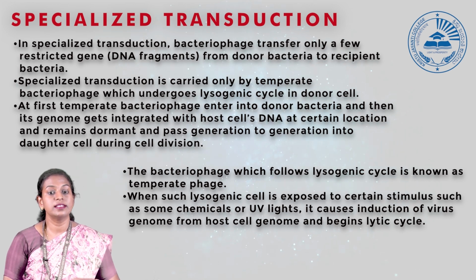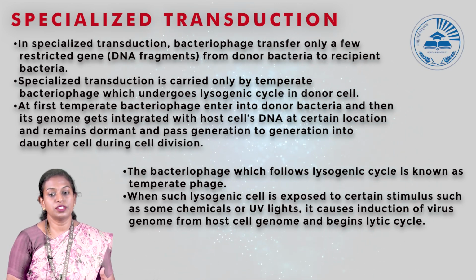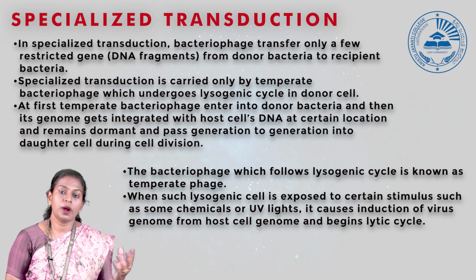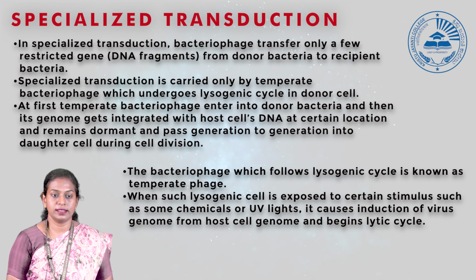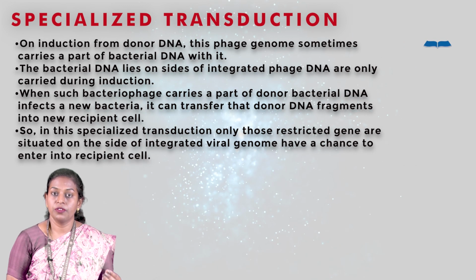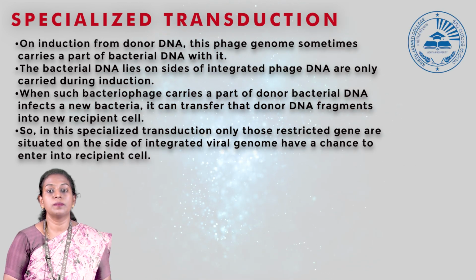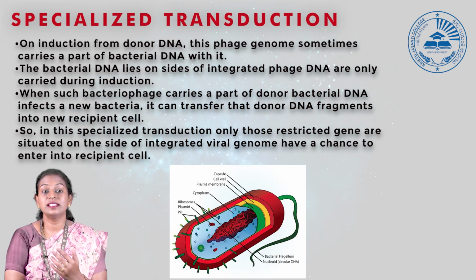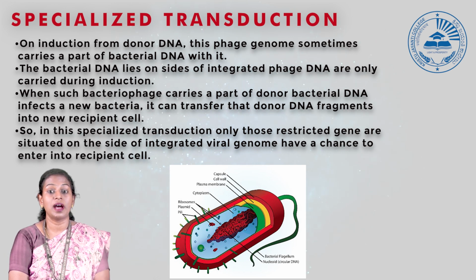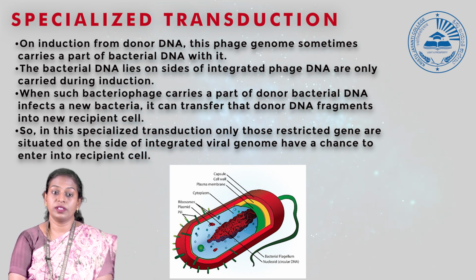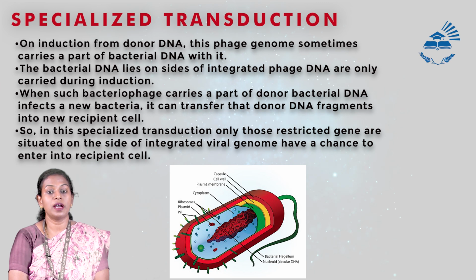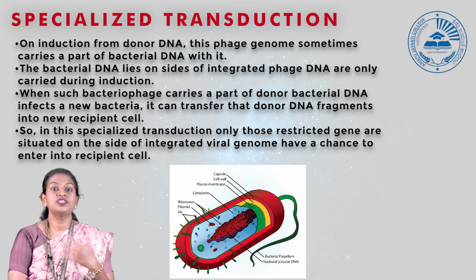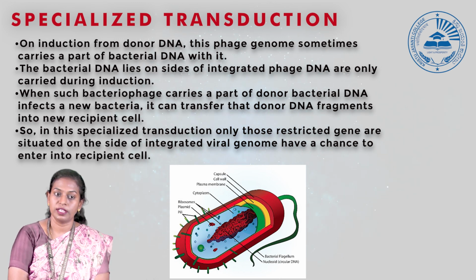When the lysogenic cycle is exposed to certain stimuli such as chemicals or UV light, it causes induction of the virus genome from the host cell genome and begins the lytic cycle. On induction from the donor DNA, the phage genome sometimes carries a part of the bacterial DNA with it. The bacterial DNA lying on the side of the integrated phage DNA is carried during the induction. When such a bacteriophage carrying a part of the donor bacterial DNA infects a new bacterium, it can transfer the donor DNA fragments into the recipient cell.